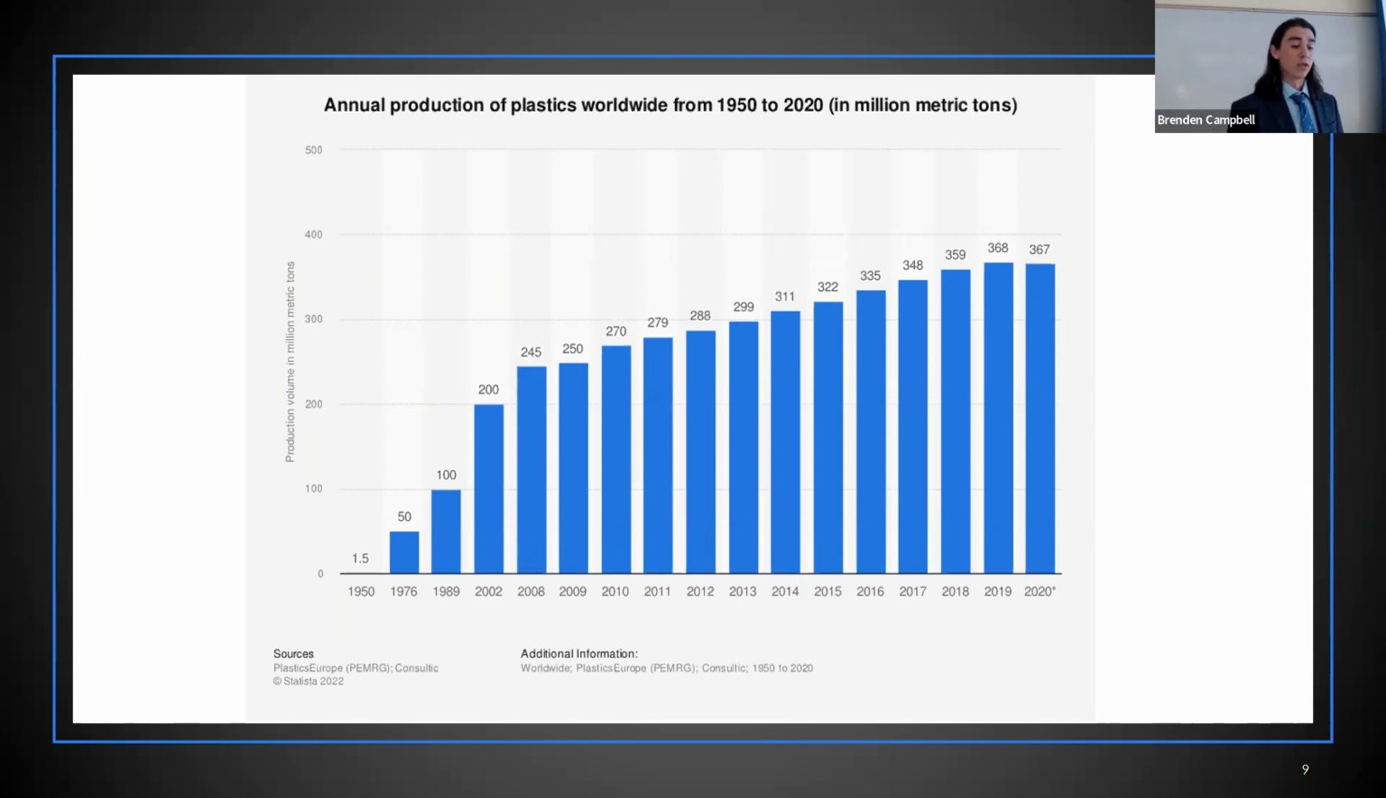Styrofoam itself accounts for 15.6 million metric tons in 2019 and is expected to increase.